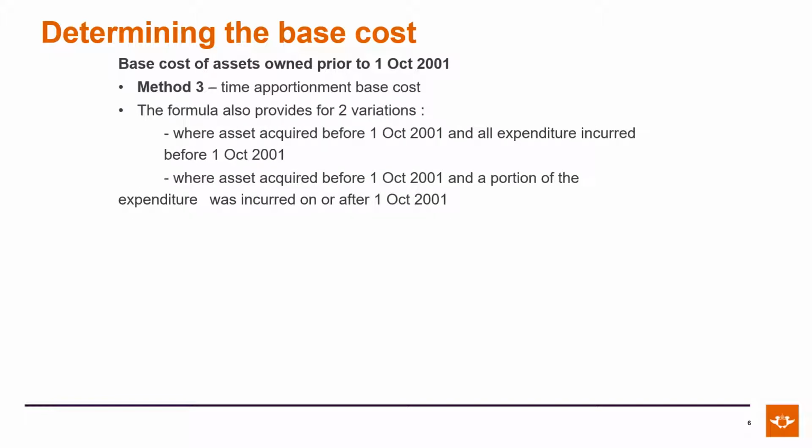There are, however, two variations of this method. A formula for assets owned and all expenditure incurred before 2001, as well as for cases where expenditure occurred after 2001.